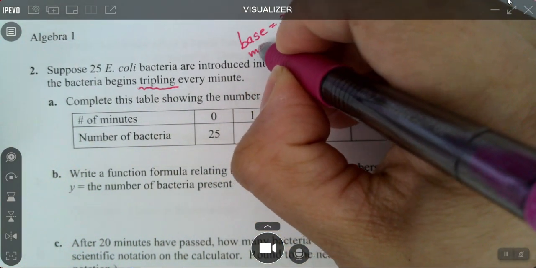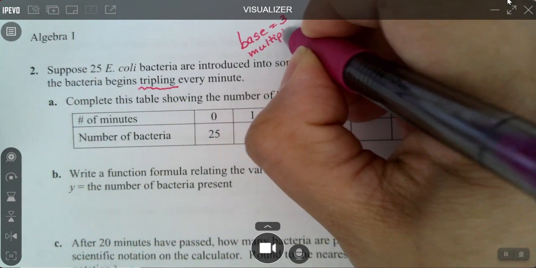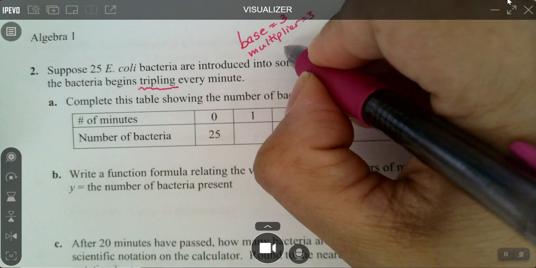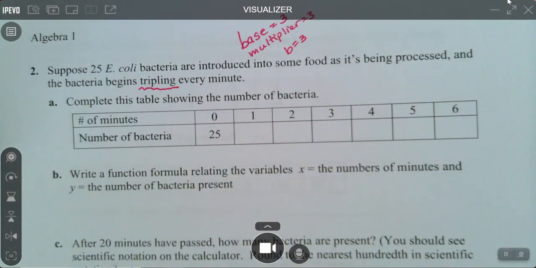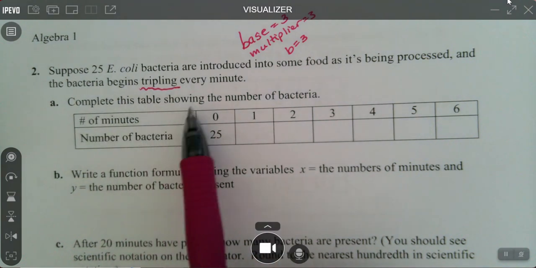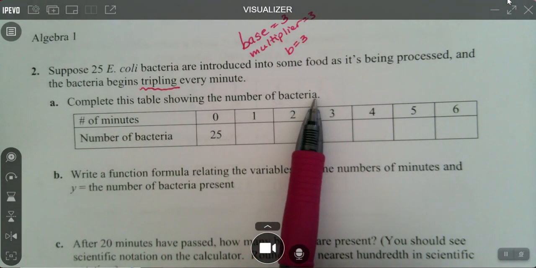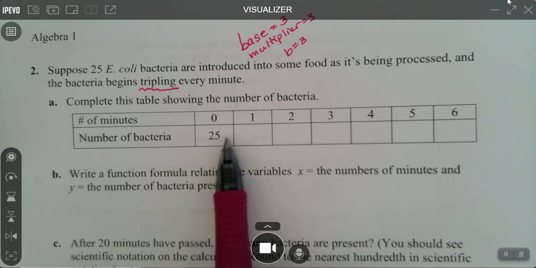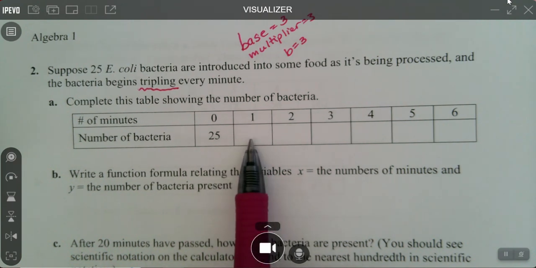Your multiplier is 3. Your factor is 3. Your b is 3. Clear? That's what that means. And complete this table showing the number of bacteria. So at time 0, we had how many? So at 1 minute, we have how much?